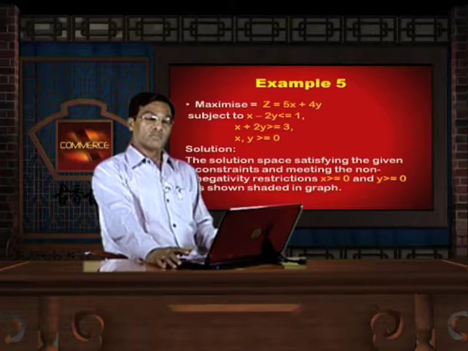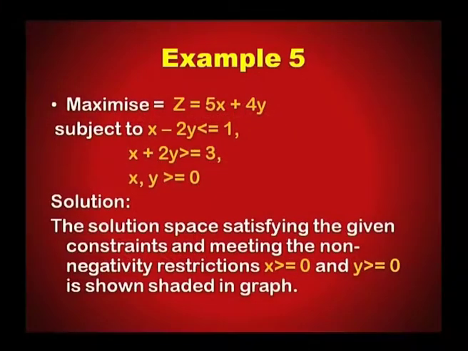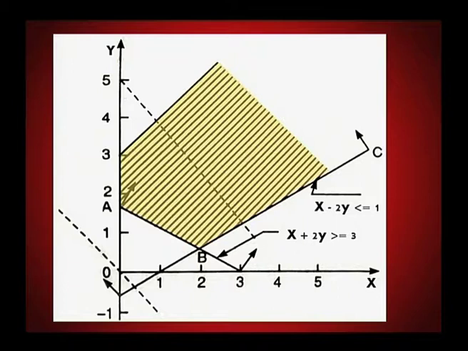Now, we discuss another type of problem. Example 5: maximize z equal to 5x plus 4y subject to x minus 2y less than or equal to 1, x plus 2y greater than or equal to 3, x, y greater than or equal to 0. The solution space satisfying the given constraints and meeting the non-negative restrictions x greater than or equal to 0 and y greater than or equal to 0 is shown in the shaded region of the graph. In this diagram, the feasible region is the yellow shaded area. Its corner points are A and B, but it is unbounded towards the upward direction.